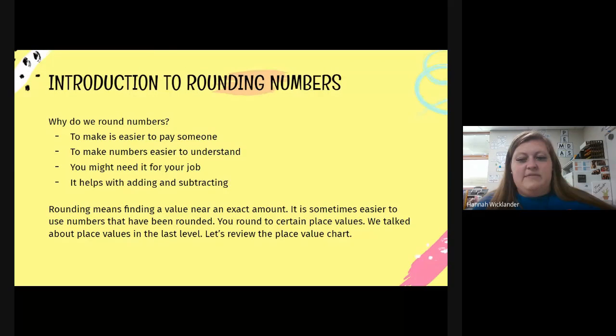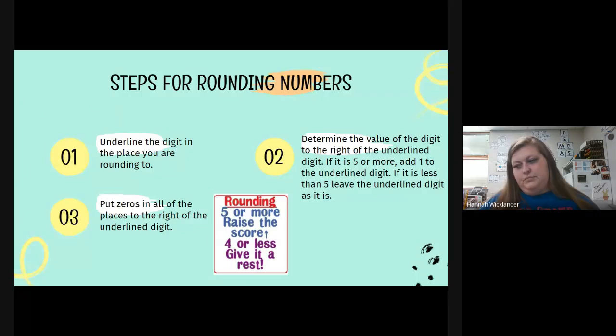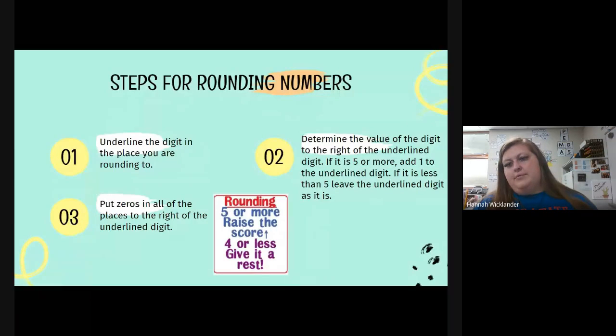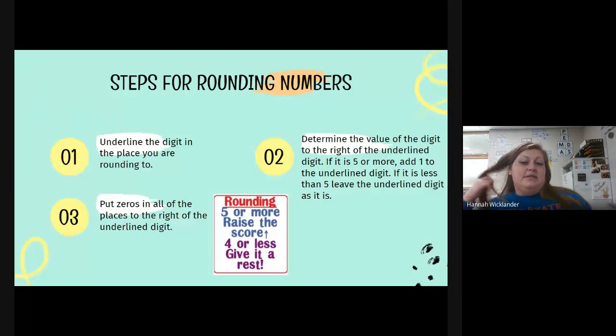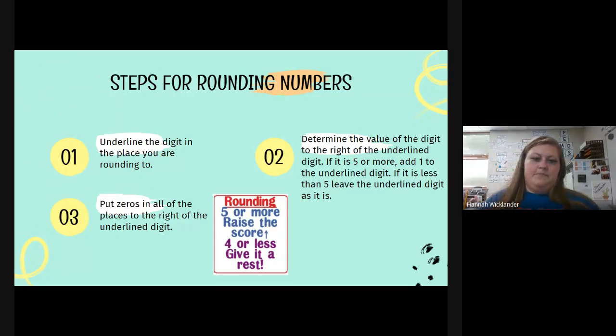You round to certain place values. We've talked about place values before. We did it in the last level. So we're going to be using that again. So steps for rounding numbers. Step 1, underline the digit it wants you to round to. Step 2, you're going to look at the number to the right of the underlined digit. If it's 5 or more, you're going to raise the underlined number by 1. And if it's 4 or less, you're going to leave the underlined digit alone. Step 3 is to put zeros in all of the places to the right of the underlined digit.